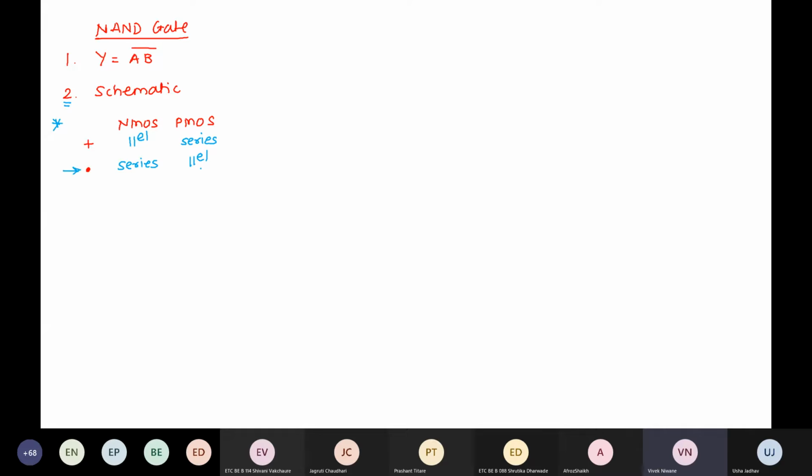So PMOSes will be connected in parallel and NMOSes will be connected in series, and we do have two inputs A and B. So look over here how we are going to draw. PMOSes are going to connect in parallel.